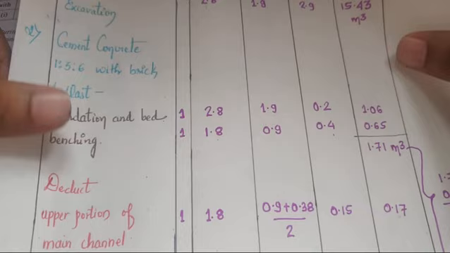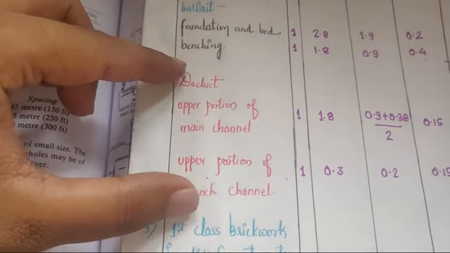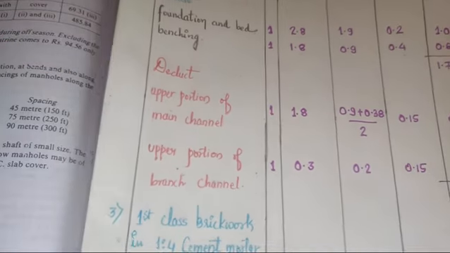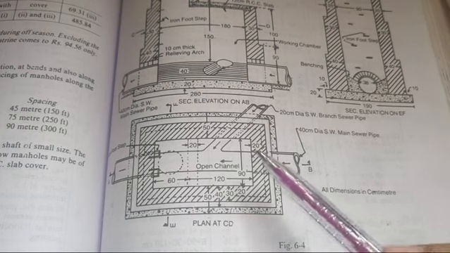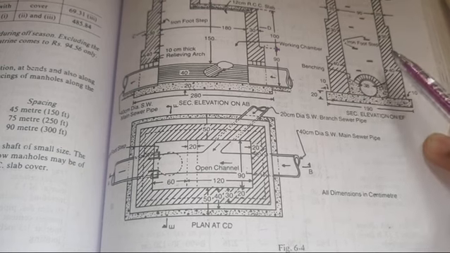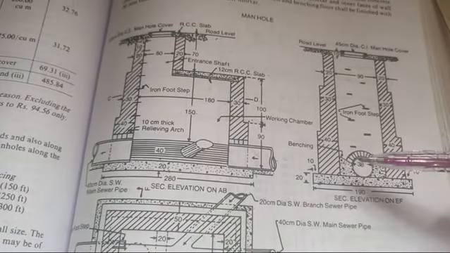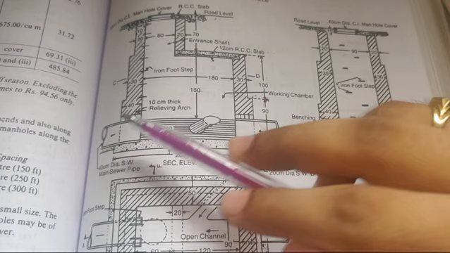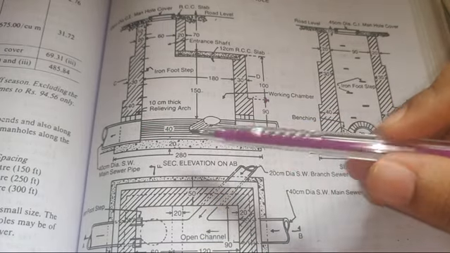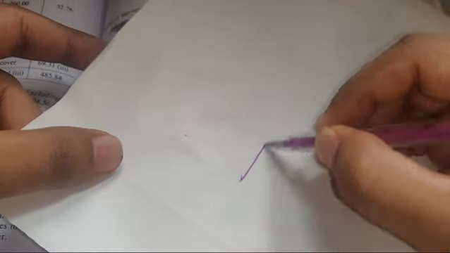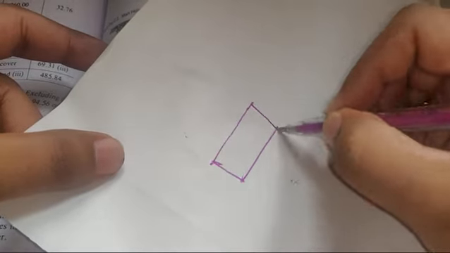Now for this 1.7 meter cube we have to go for deduction. Deduction is the upper portion of the main channel and the upper portion of the branch channel. Why deduction? Because when we calculated the cement concrete, we did not consider the amount of cement concrete that is to be reduced at this portion. When we calculated, it was 1.8 meter length complete, 0.9 meter width and 0.4 depth, which means we calculated it as a rectangular component like this.